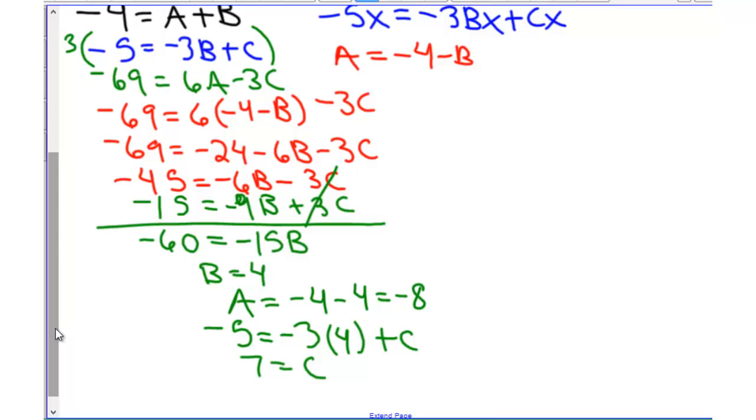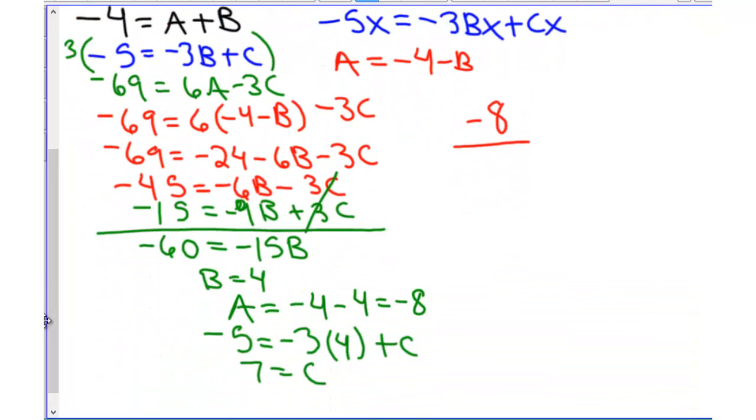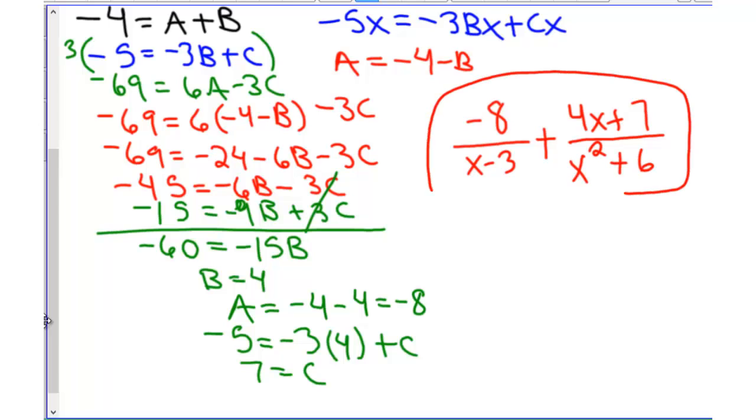So our answer is a was negative 8 over x minus 3. And then b is 4, so that's 4x plus c, which is 7, and that's x plus 6 on the bottom. And again, if you take the original and graph it, and you take this and graph it, you should end up with the same thing on your graph.